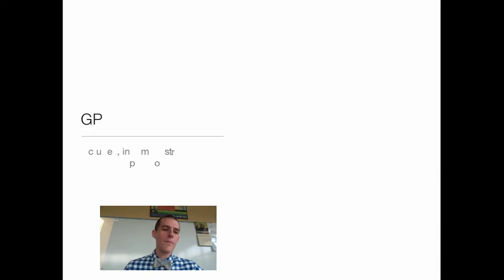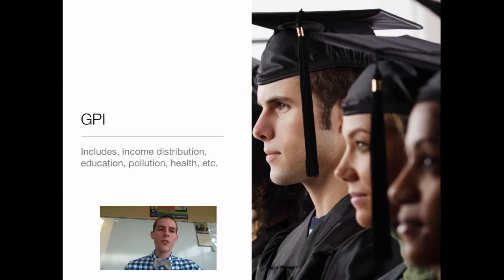So a lot of people look at GPI, which is Genuine Progress Indicator. This includes tons of things. It includes economics, but it also includes income distribution. Are there big gaps between the wealthiest and the poorest people in the country? It includes the education of the public. It includes pollution. It includes the health of the people. It includes a lot of things that actually talk about the lives of the people.